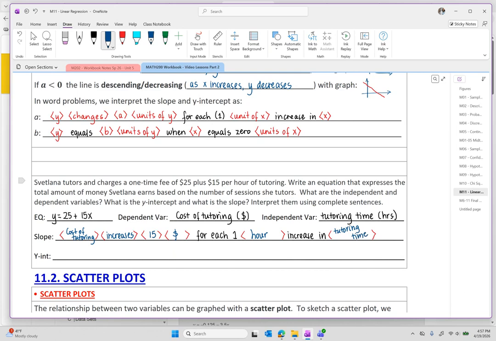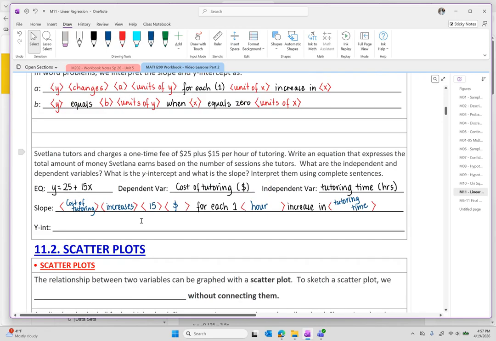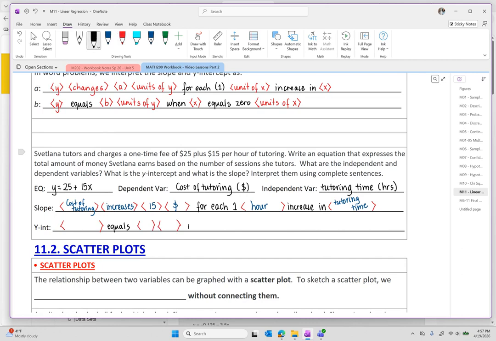So my interpretation of the slope is: the cost of tutoring increases $15 for every 1 hour increase in tutoring time. And for the y-intercept, I would replace here the name of y, and then I will say equals, and then I will replace the value of b, the units of y, when x, the name of the variable x, equals 0 units of x. So here I will replace again the names and the values per the scenario.